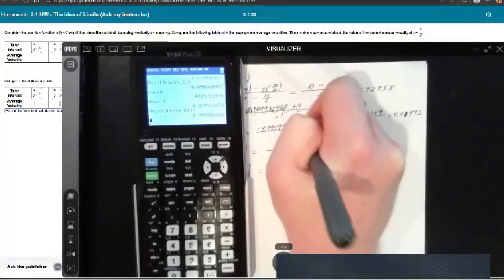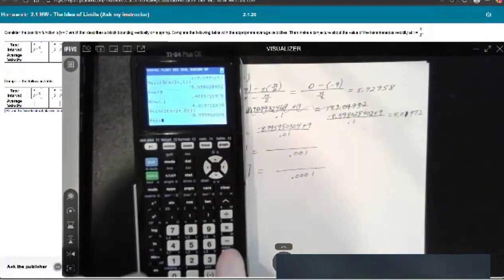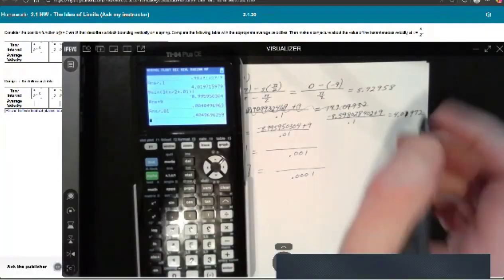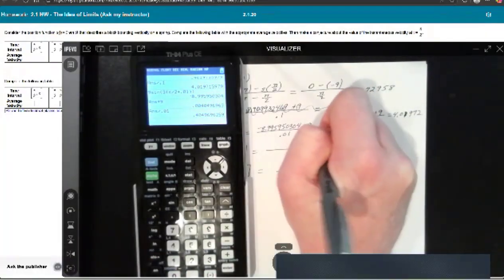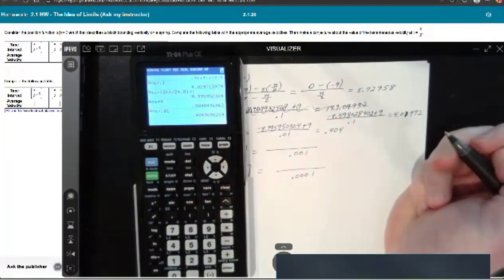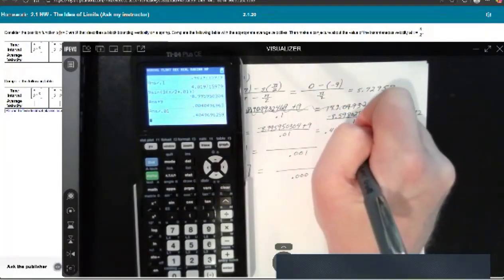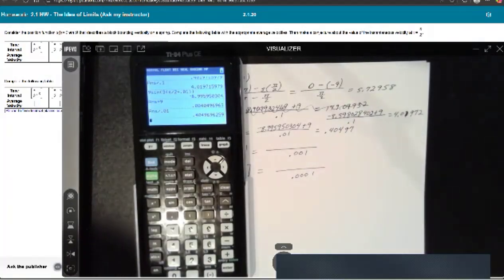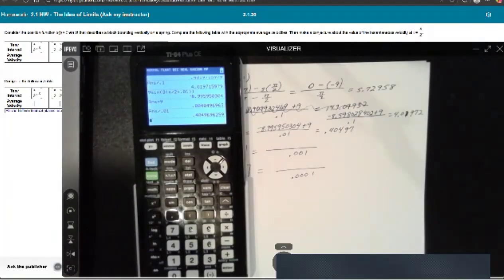We're adding 9 to that. And then we'll divide that answer by 0.01. And when I do that, I'm getting 0.40497. Okay, so 3 down, 2 to go.